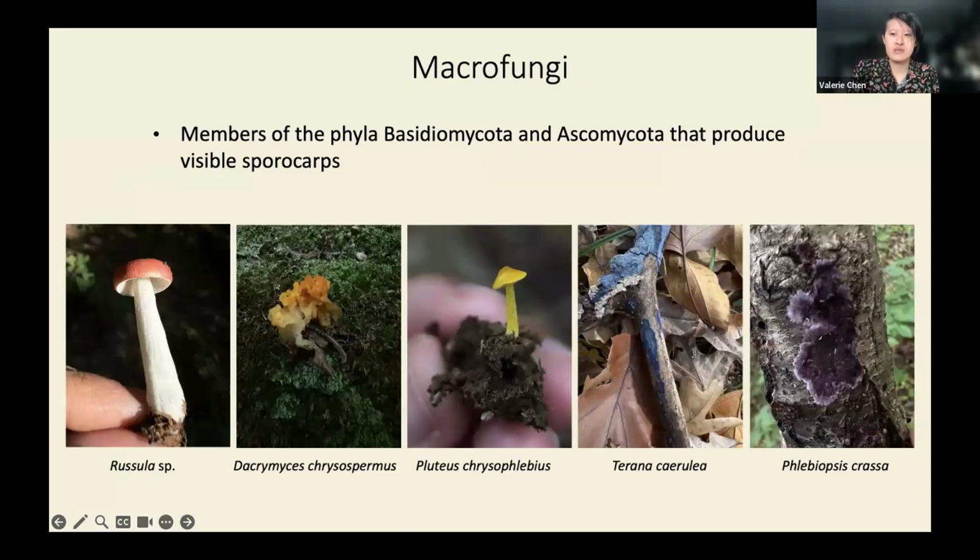So when you think of a mushroom, it's the reproductive part of a fungus and just one part of its life cycle, much of which is out of sight embedded in organic matter as mycelium. Macrofungi are members of the Basidiomycota and Ascomycota phyla, which produce visible fruiting bodies, or sporocarps.